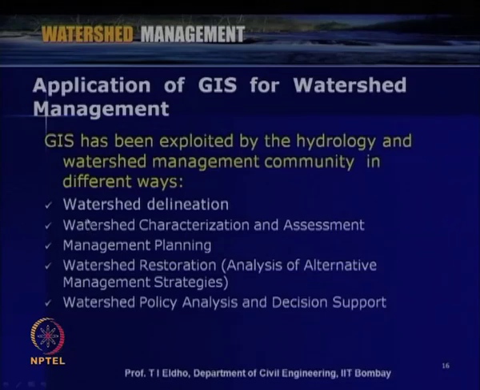Then we can use GIS for watershed characterization and assessment. GIS can be used for watershed management and planning. Watershed restoration, like analysis of alternative management strategies, we can develop and check within the GIS platform. Then we can also use GIS for developing watershed policy and then analyze it, and then we can generate a decision support system which the decision makers can utilize to see which are the best alternatives. So, that way a large number of applications are there for GIS as far as watershed management is concerned. So, let us look into various types of these applications in a detailed way in the next few slides.